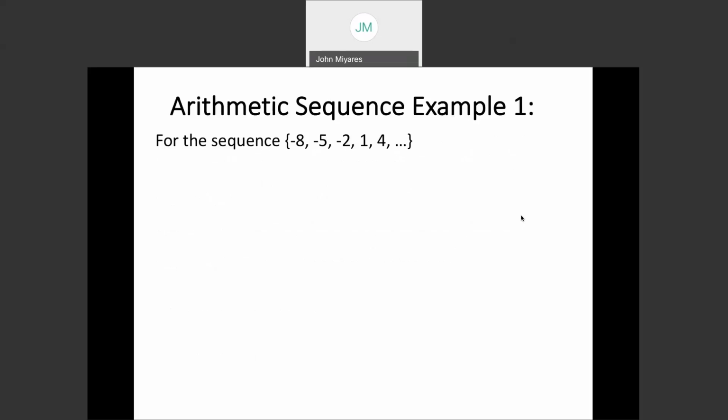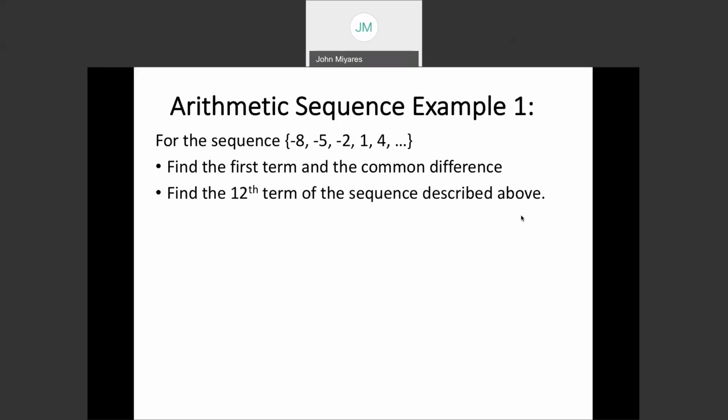Let's look at a different example. Suppose I have this sequence that starts at -8, then goes up to -5, -2, 1, 4, and so on. Suppose you were asked to find the first term and the common difference so that we can apply the general formula for arithmetic sequences. After that, suppose you were asked to find the 12th term of the sequence and then asked to find what term in the sequence will get you the number 85.